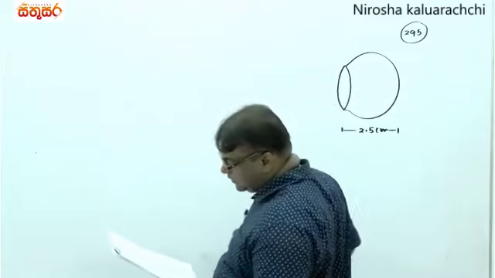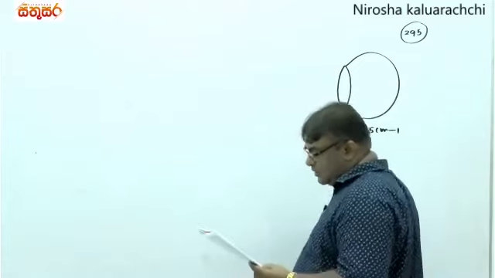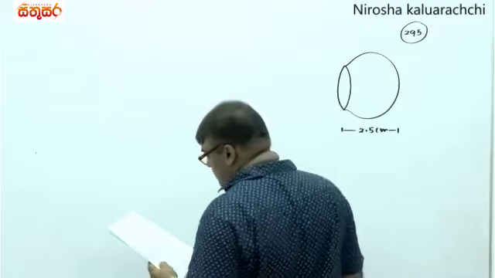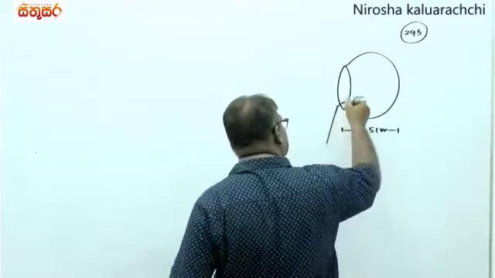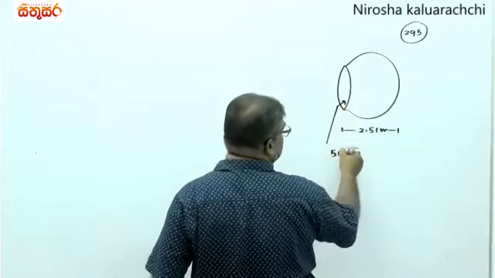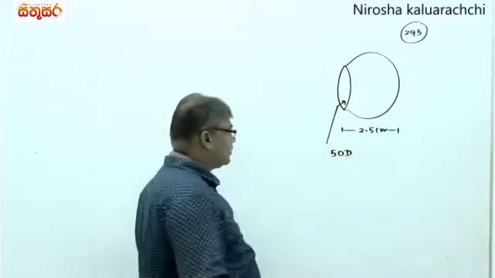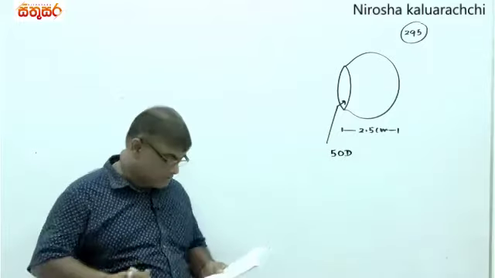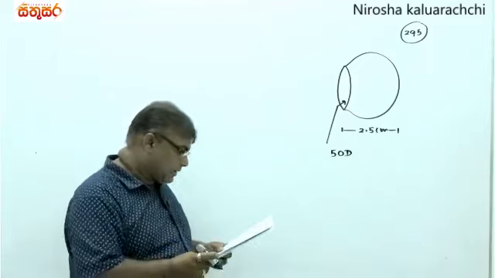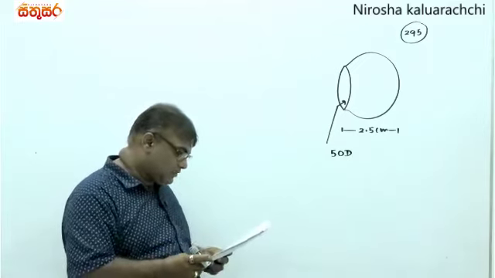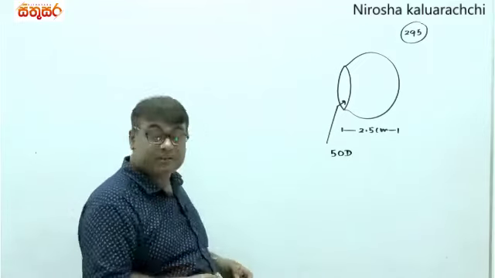The power of the defective eye lens is 50 diopter. Power of the defective eye, this one, right? 50 diopter, which is a mentioned value. Find the type and the power of the lens needed to see the distant object.